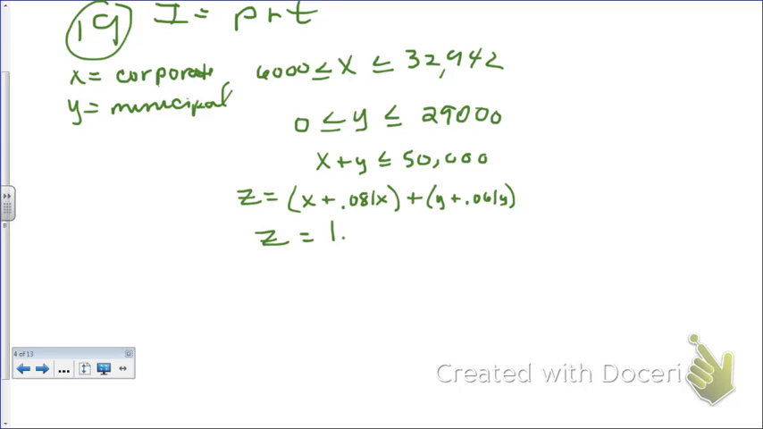And that's 1.081x plus 1.061y. So I really don't need that top one anymore. I'm going to put my constraints in Desmos, and I'm going to find my corner points, and then I'm going to put my values in for x and y in my maximum function. And this time I'm not looking for what my x and y are, but actually what's that maximum value.